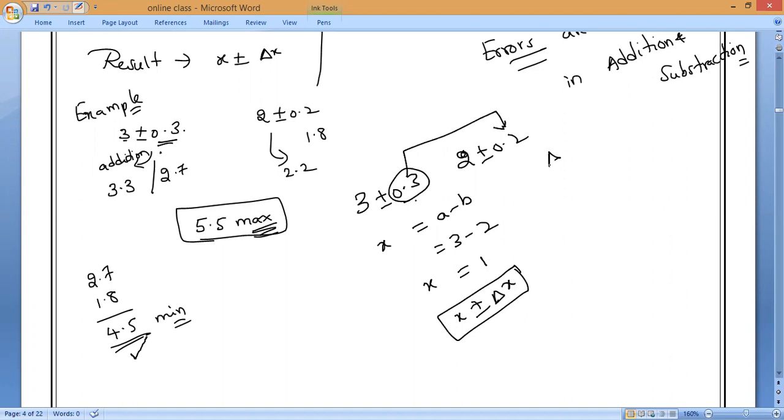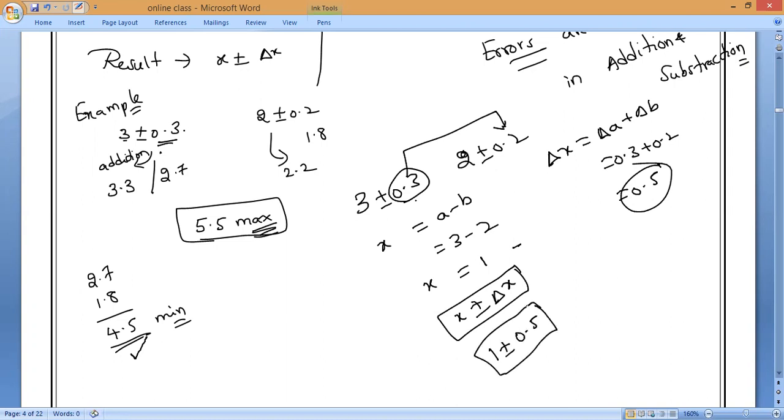Now tell me, delta x is equals to delta a plus delta b, which is equals to how much? 0.3 plus 0.2, which is equals to 0.5. So what will the format be? 1 plus or minus 0.5 in subtraction.